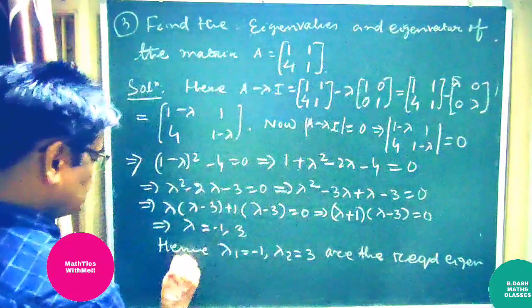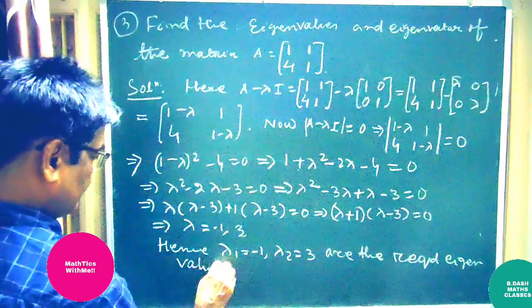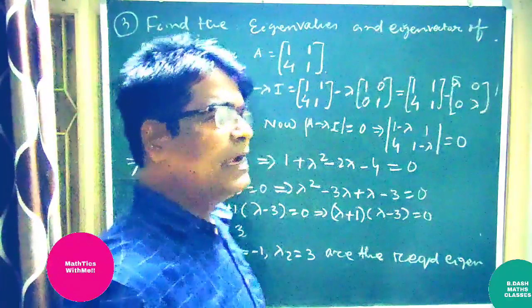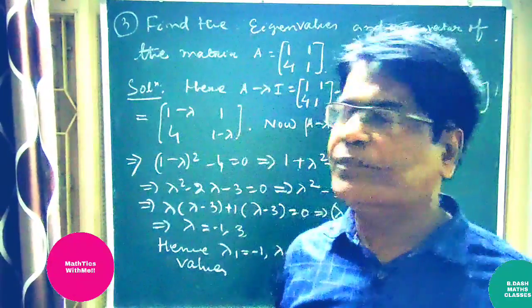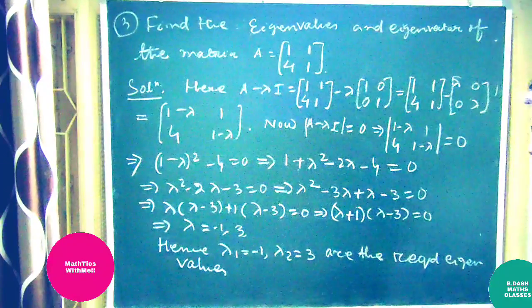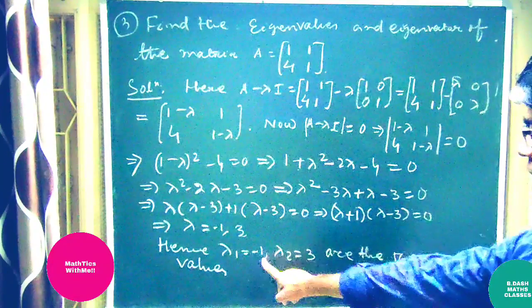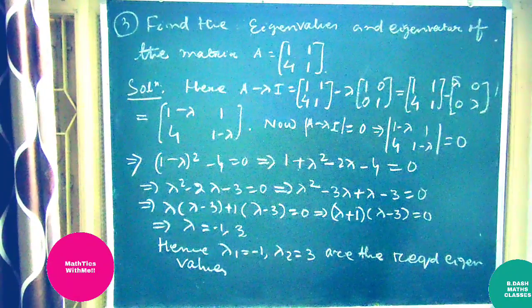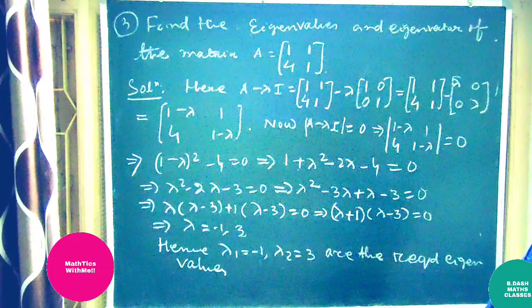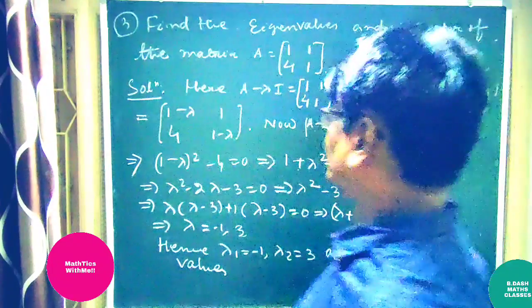eigenvalues. So we are getting the eigenvalues for the matrix A. The eigenvalues are minus 1 and 3. Now let us proceed to find the eigenvectors.